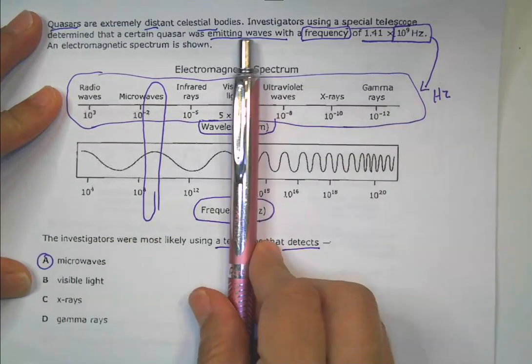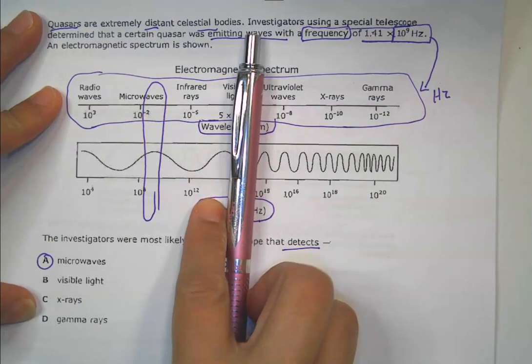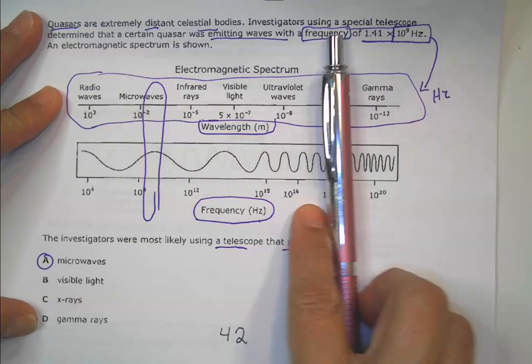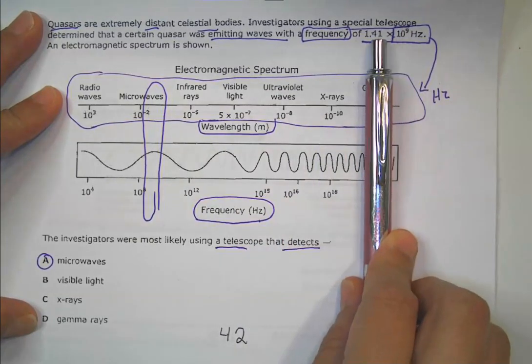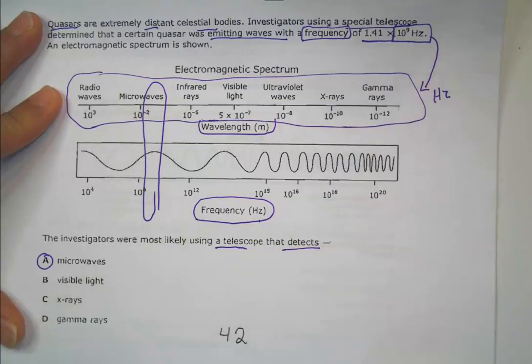Visible light is way over here, that would be more than 10 to the 12th. X-rays are way over here, 10 to the 18th, and gamma rays are 10 to the 20th. I'm looking at these little numbers, putting my pen and reading from top to bottom. So the correct answer is going to be microwaves.